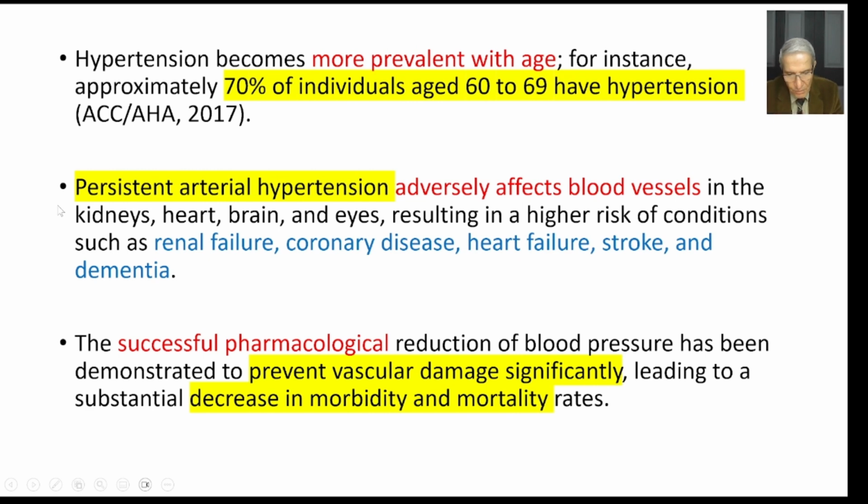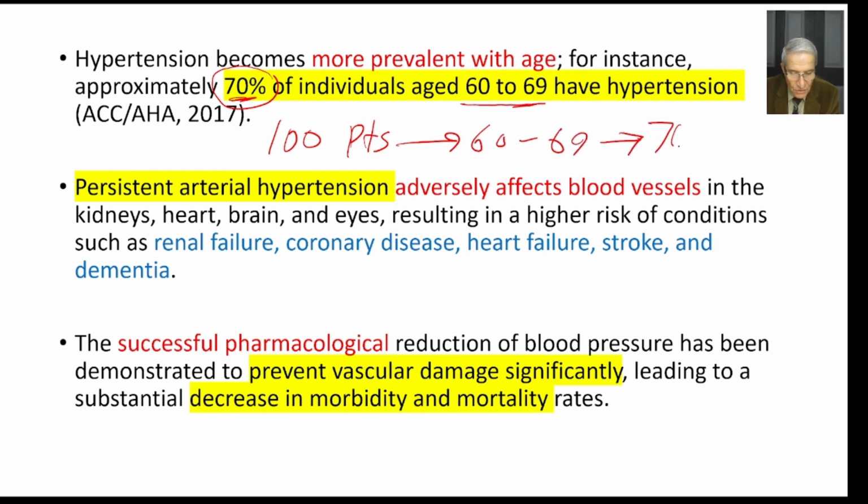Hypertension becomes more relevant with age. For instance, according to the statistics, approximately 70% of individuals aged between 60 to 69 have hypertension. 70%, this is maybe a big number. So if you have 100 individuals between age 60 to 69, they found 70 individuals suffer from hypertension. 70%. Okay, what is next?